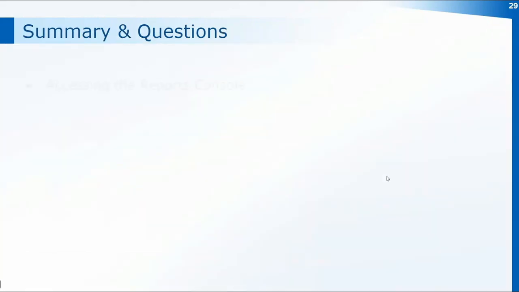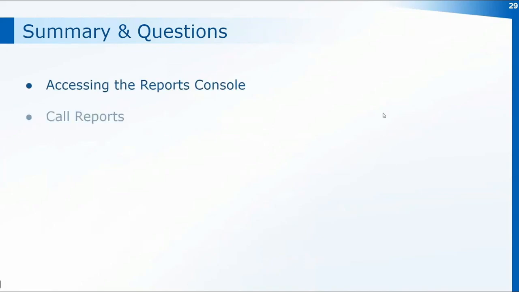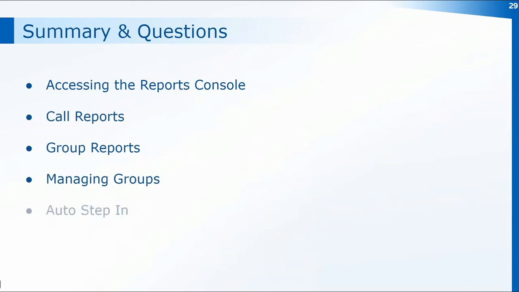So during this session, we've looked at how you can access the reports console and run the call reports and group reports that will show you your average call handling times and how long callers have to wait in the queues. You can also manage the groups. So we've looked at adding members into the group so you've got extra cover there, and how you can make those members active by using either auto step in or by using the group management there.